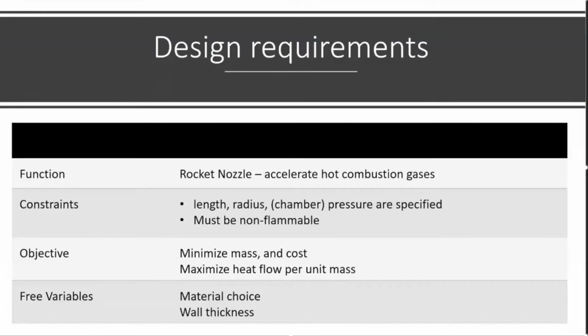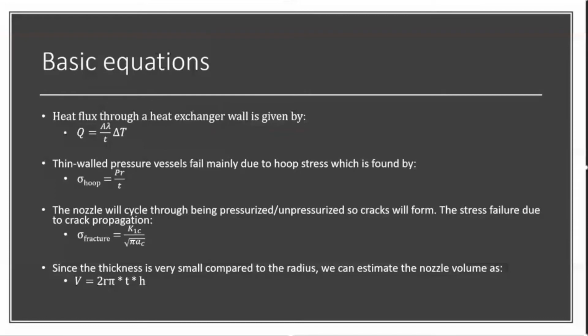So design requirements: we have the length and radius and chamber pressure specified. Obviously, the material must be non-flammable. The objective is to minimize the mass and cost and to maximize the heat flow per unit mass for this nozzle. And we're trying to pick the right material choice and the wall thickness itself. So we have some basic equations. This is straight from the textbook. Heat flux through the heat exchanger wall is given by that equation there. That equation by itself won't be enough to select the material choices.